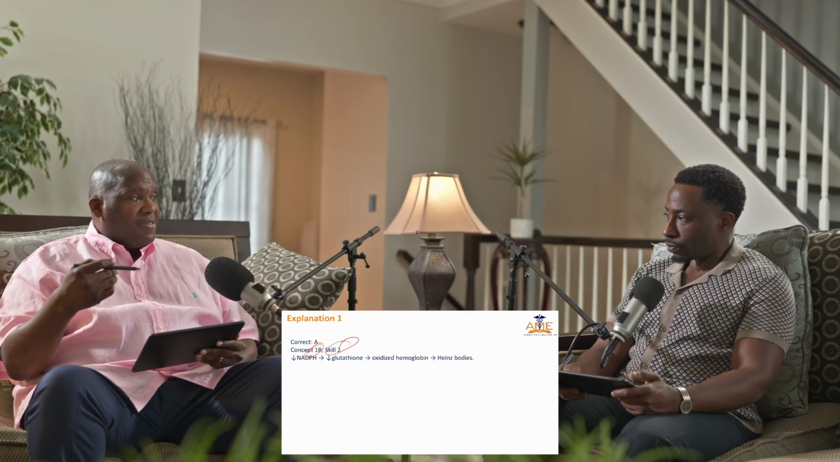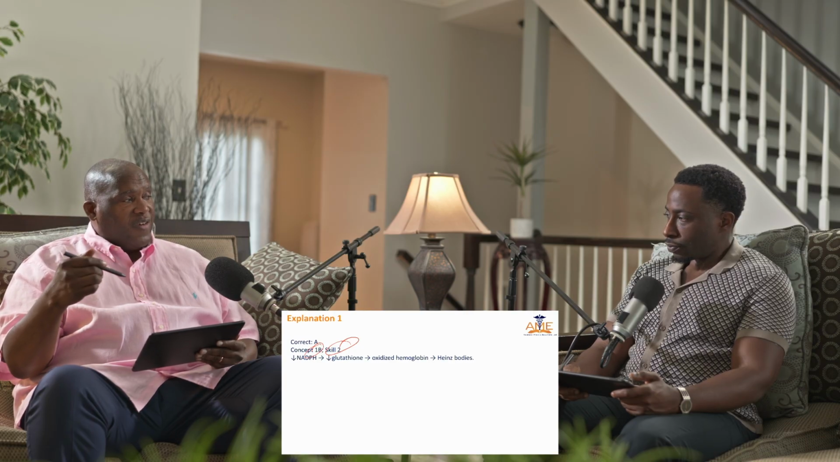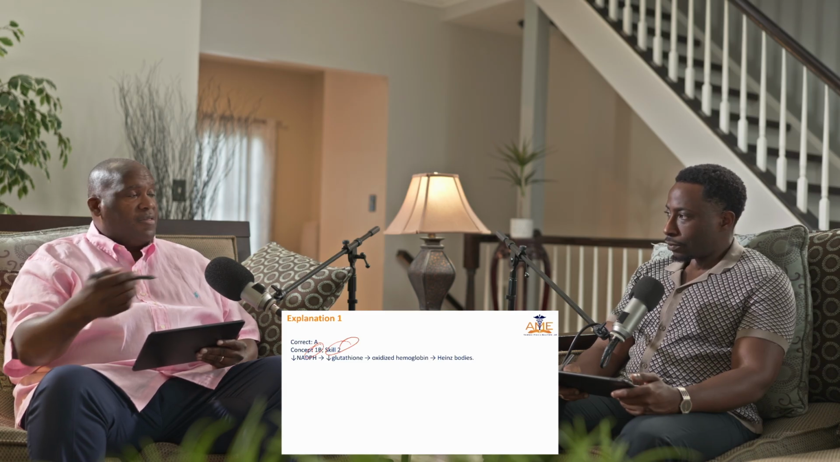Do we understand the process of what happens with glucose 6-phosphate dehydrogenase deficiency, and can we link that to some key context? In this case, it was the Heinz bodies, right? And here we have the explanation that shows that entire process, right? Wow. So this is a great example also of error analysis.